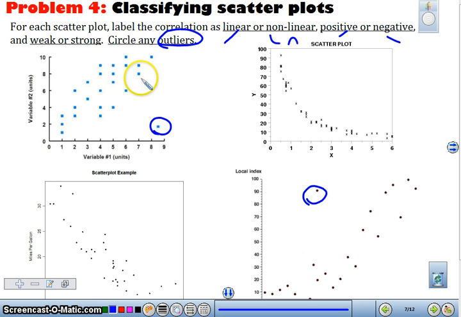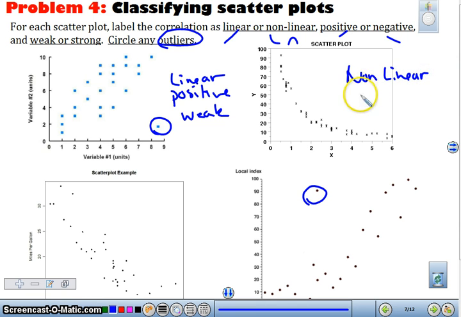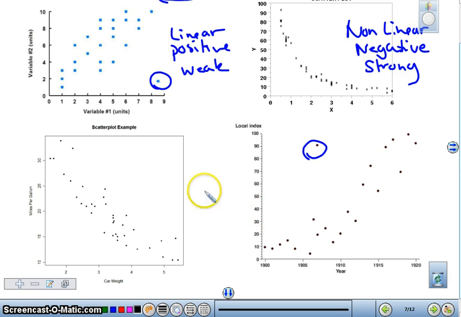So if we are looking at this first one, we would probably say it looks like it could be linear. It is positive because it's going up. And it's kind of a little bit weak, I would say. The points are kind of spread out. This one is definitely, it curves. This would be nonlinear. We would say that it is negative because it's going down. And if we are looking at is it weak or strong, we would say this is pretty strong.